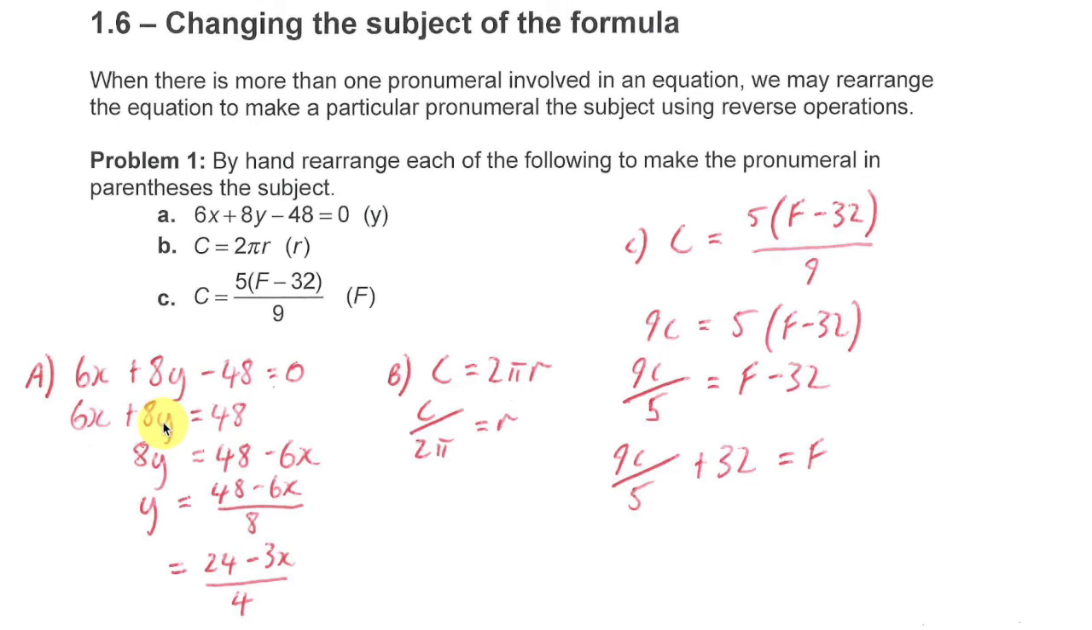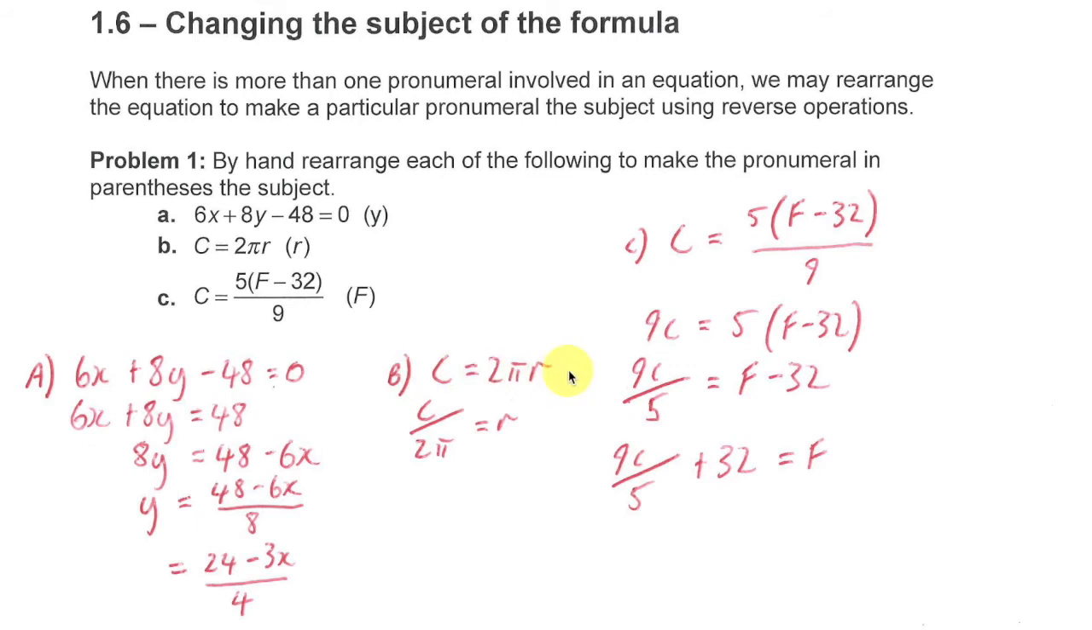Then, because I just want to get y by itself on the left hand side here, I want to get rid of the 6x, so I subtract 6x from both sides. But I've got 8 lots of y. So the opposite of multiplying y by 8 is to divide by 8. I do that, it gives me y, but I need to divide the right hand side by 8 as well. And then I can simplify. So obviously 2 is a factor of everything here, so I divide 48 by 2, 6x by 2, and 8 by 2. So y is equal to 24 minus 3x on 4.